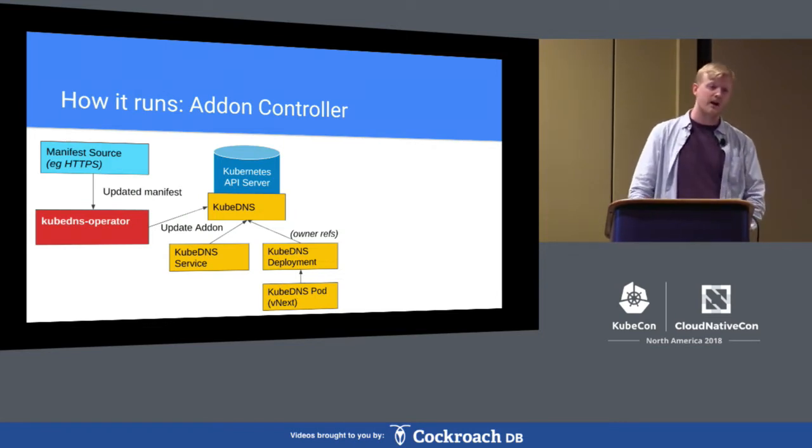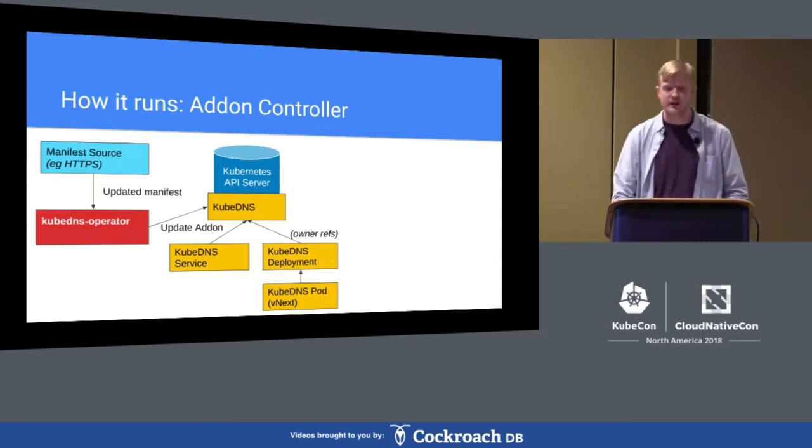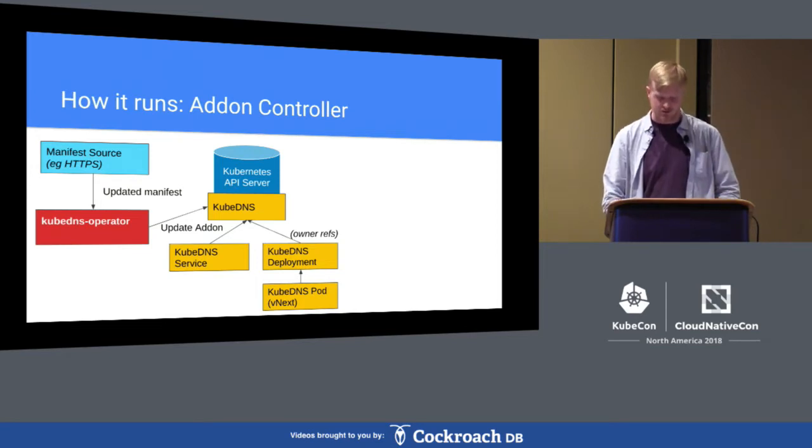Additionally, you could imagine a scenario where that version of stable has updated. kube-dns has pushed a security fix. Well, the operator could very well pull that down and update your cluster with the latest version.